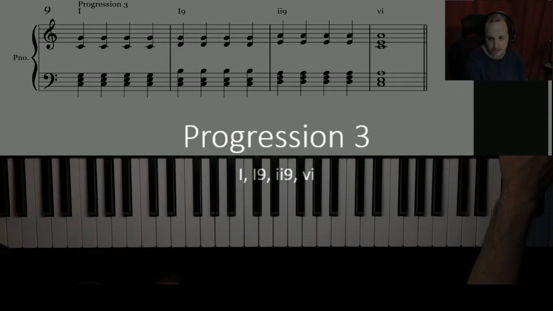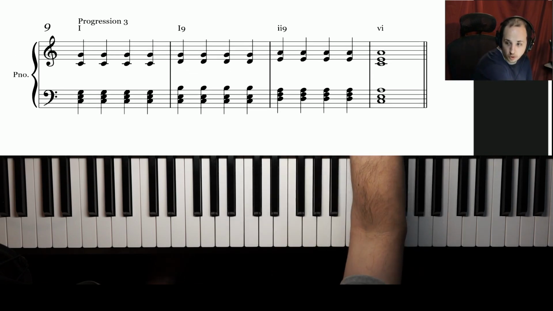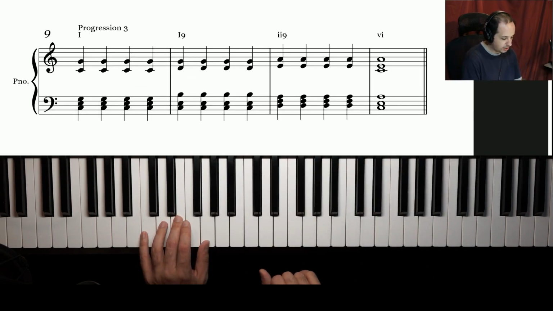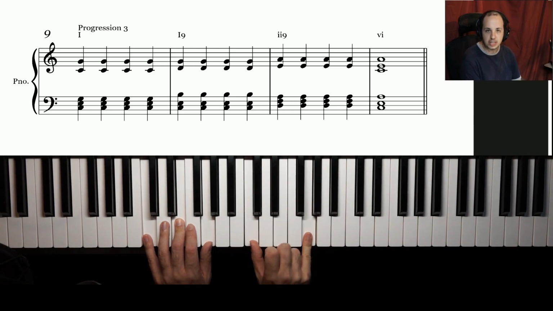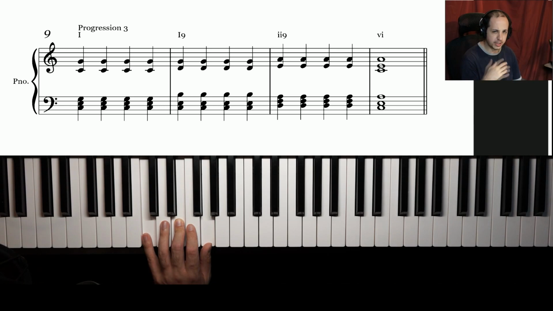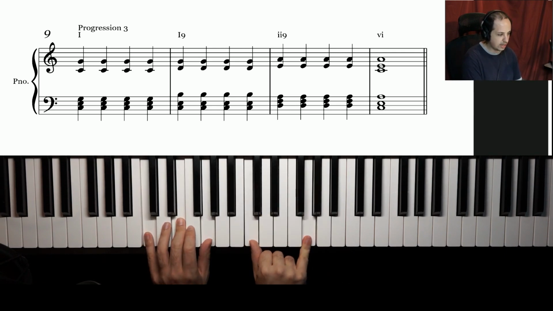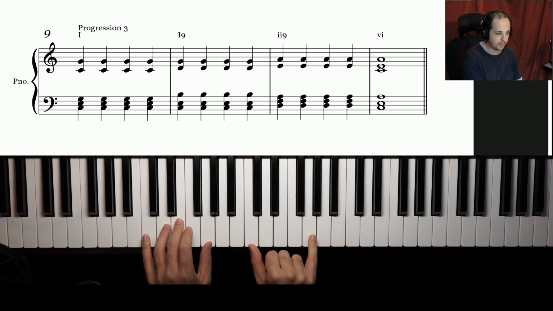Next progression is 1, 1-9, it's a 9th chord, 2-9, another 9th chord, and then 6 for a deceptive cadence. Let me explain all that stuff I said. Okay, so the 1 chord, which we have right here, it's another C major chord. This time I've left out the E because as we do some of these more complicated chords like the 9th chords, we're going to leave out some of the notes so they're not overly cluttered. So here we go. You got C, E, G on the bottom, C, G up top.